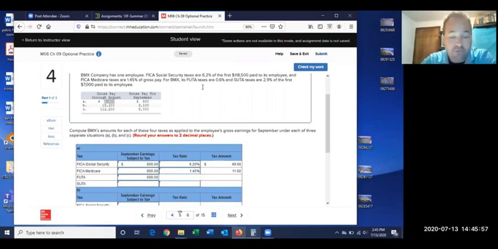The rate for FUTA, 0.6%. And then finally, FUTA and SUTA have the same cap, so that's going to be the same 600 here. And it tells us the SUTA rate is 2.9%.